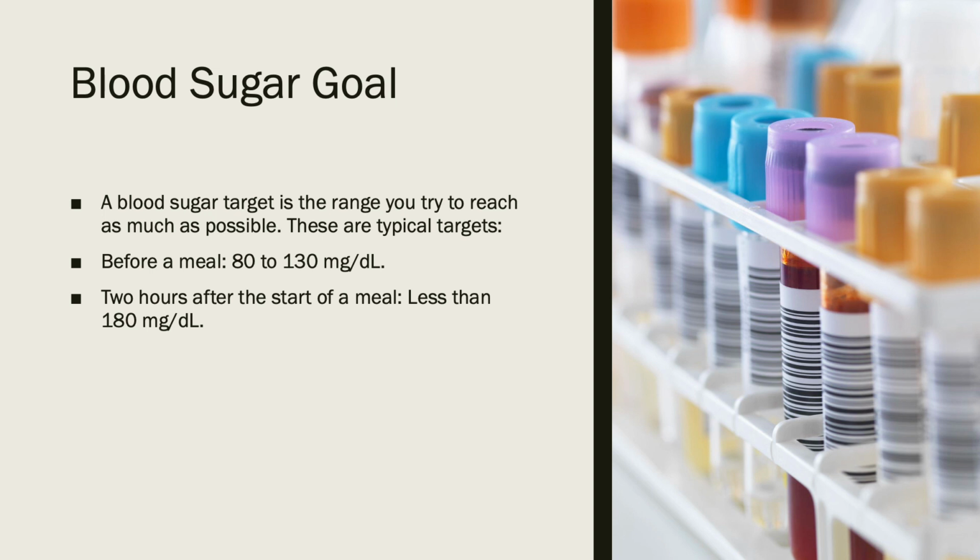So the blood sugar goal. A blood sugar target is the range you try to reach as much as possible. These are the typical targets. Before a meal, your blood sugar should be between 80 and 130. But we like to keep our blood sugar below 99. Otherwise, you're diabetic or pre-diabetic. 2 hours after the start of a meal, less than 180.